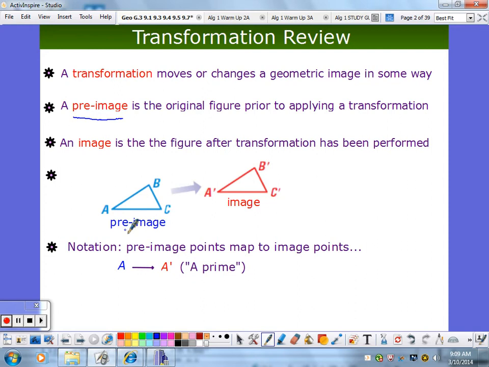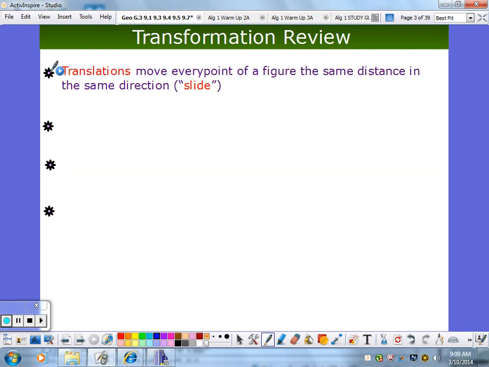We use some notation here. The pre-image points are like A might be a point, and then we call it A prime. That's our image point. So you might change the original point to something else based on your transformation, A to A prime. What else do we know?